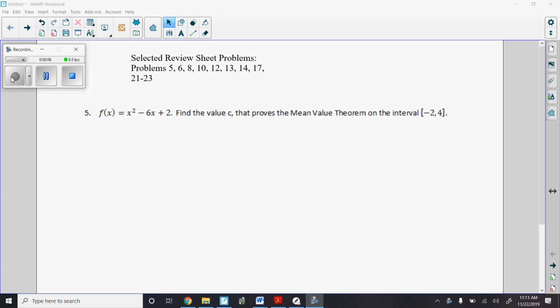I'm going to solve problems 5, 6, 8, 10, 12, 13, 14, 17, 21, 22, and 23 from the review sheet. I'm also going to talk about my thought process and what we need to know to solve these and what we need to do for our justifications.